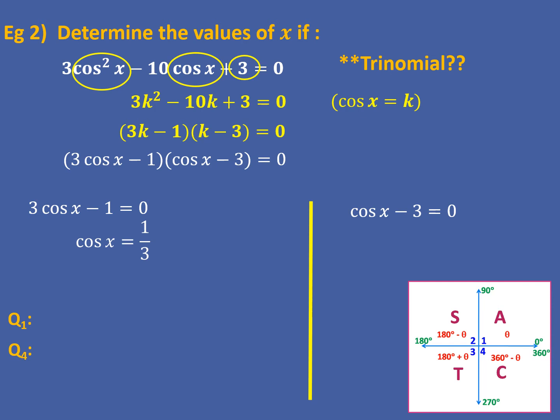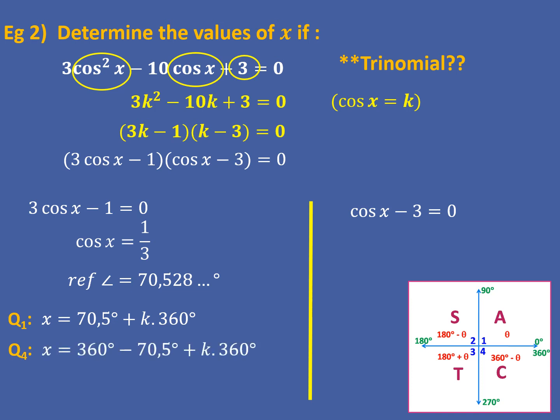So I need to find a reference angle. Shift cos a third gives me a reference angle of 70,528, and we're not rounding off just yet. In quadrant 1, x is just equal to the angle, so 70,5 degrees plus k times 360. And the rule in quadrant 4 is 360 minus the angle. So x will be 360 minus 70,5 plus k times 360. And simplify, you get 289,5 plus k times 360. And remember, k is an element of integers.